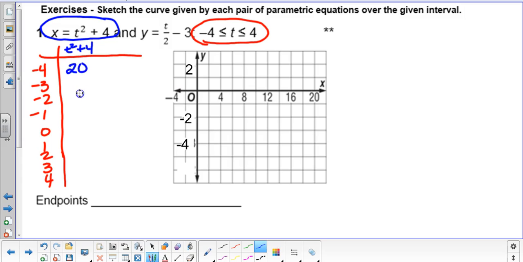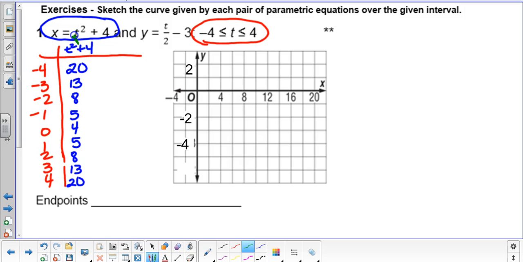How'd I do? Anybody have the next one? 13. 8, 5, 4, 5, 13. I got off, didn't I? 9 plus 4 is 13. 16 plus 4 is 20. Okay.